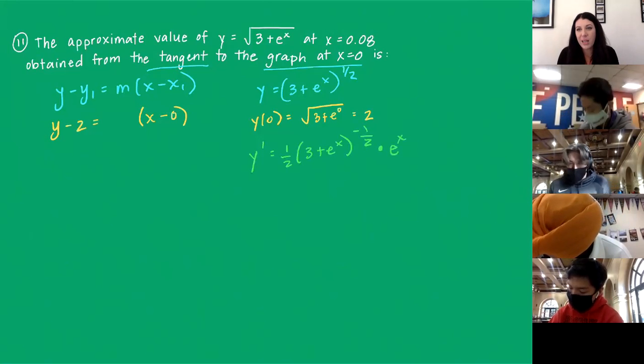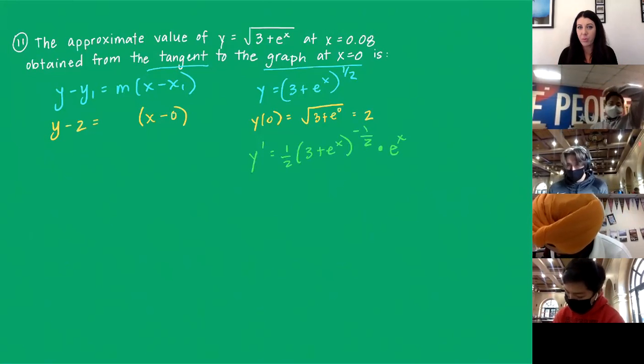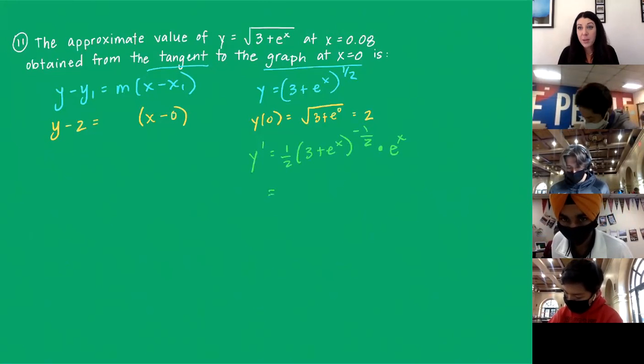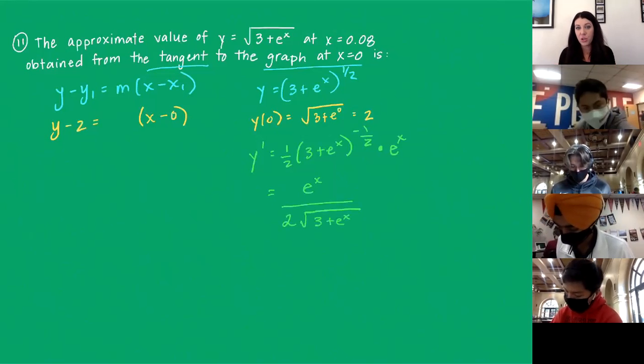The way that's written is pretty hard to think about and evaluate. So I would rewrite this so it's a little easier to evaluate. So we're multiplying by an e to the x, so that e to the x is going to be in the numerator. In the denominator, since I have that 1/2, I'm going to just call that a 2 in the denominator. And then I have a square root of 3 plus e to the x. It's not essential that you do this, but I think it makes it easier to not make mistakes.